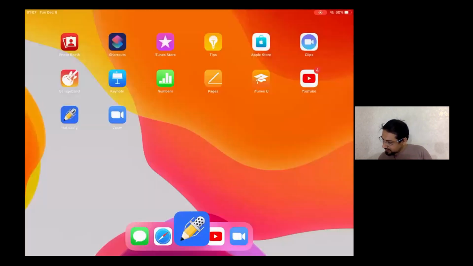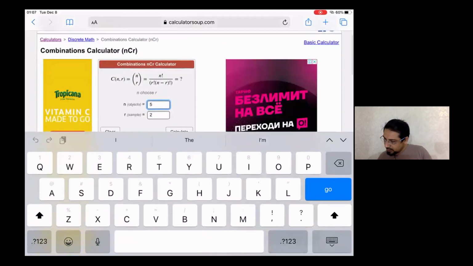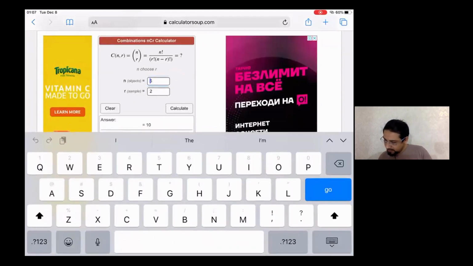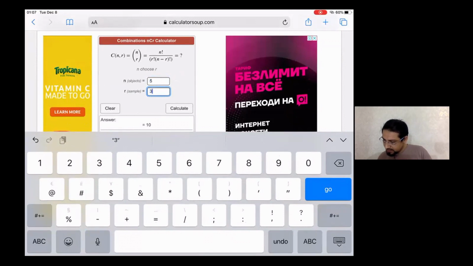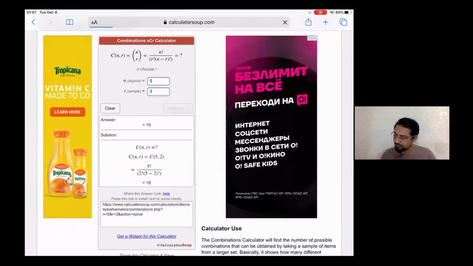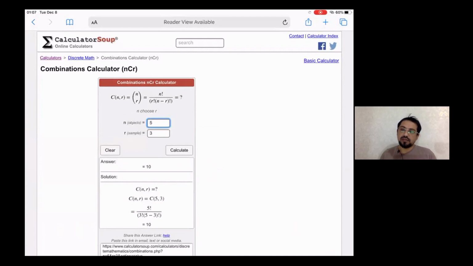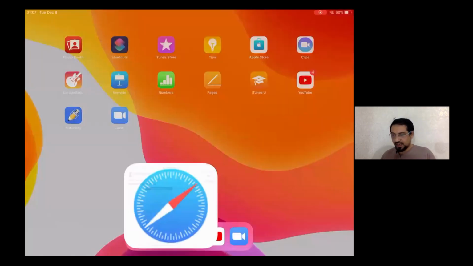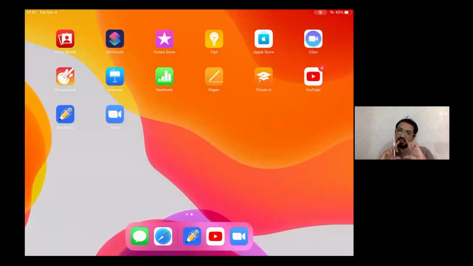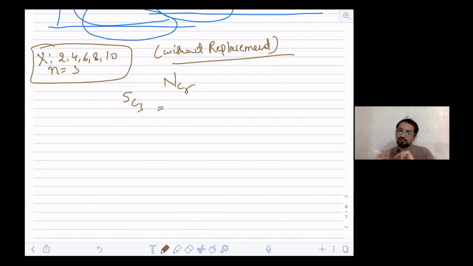Again, I'm using the combination formula. So 5, population size is still 5 and the sample size has changed this time. This time it is 3. But here again, our answer, the possible samples, are still 10. So whether you have sample size 2 or 3, when your population size is n, the answer using combination remains the same. So the number of samples is 10.